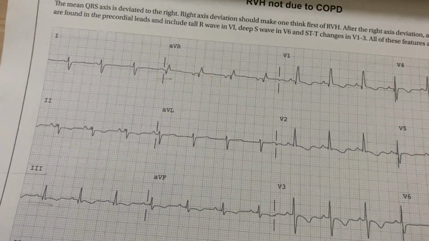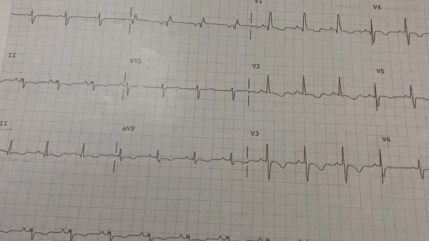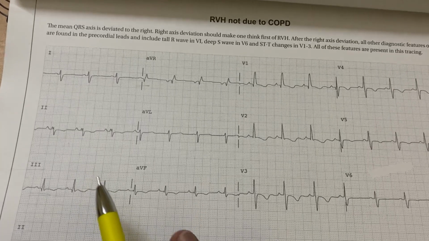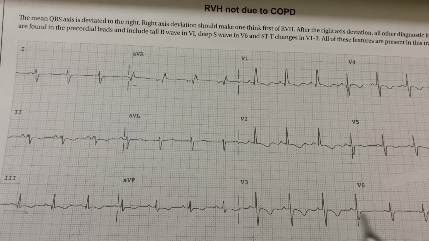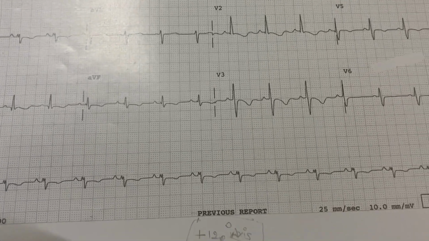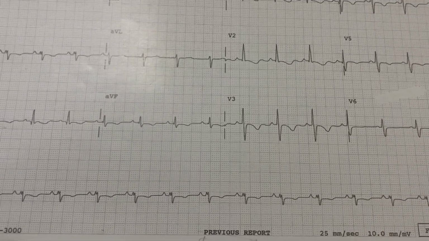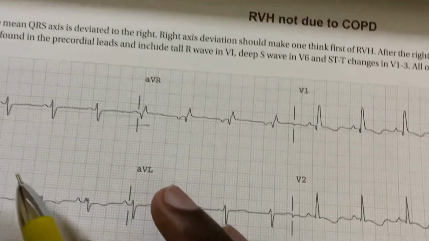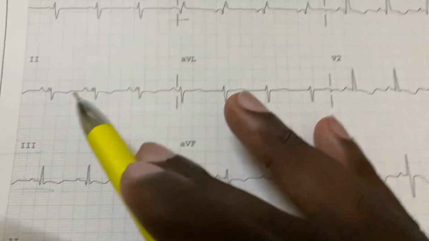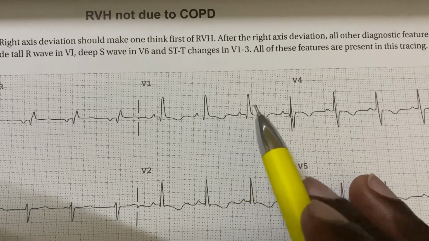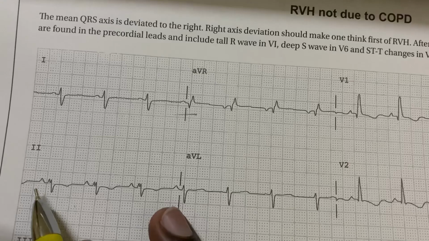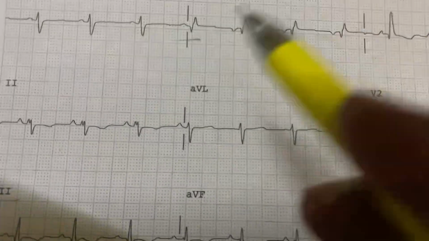So, let's analyze this ECG at last. First, we have to check if there is right atrial enlargement, left atrial enlargement, or any ventricular enlargement. We start with the atria. We check in lead 2 and then lead V1. If we check the P wave in lead 2, it appears normal.